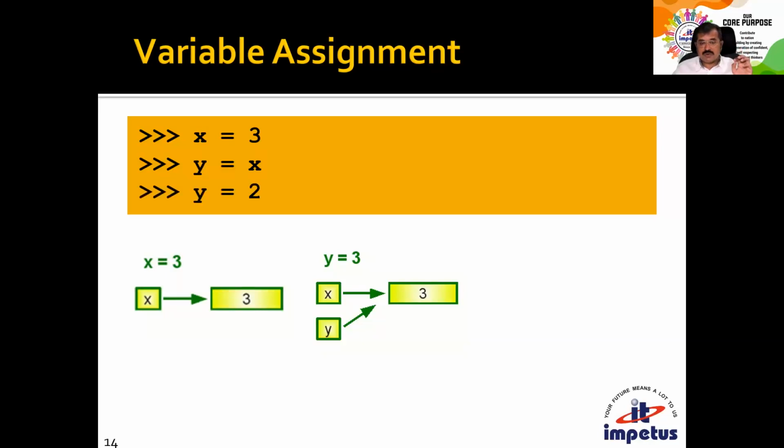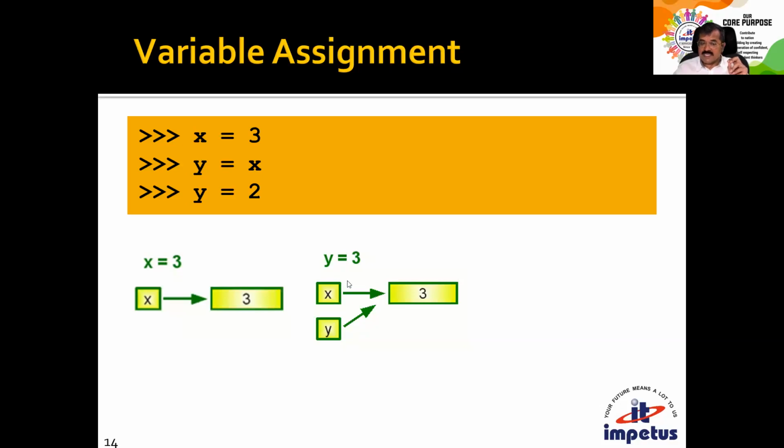But now if I say y equal to 2, what would happen? It will override the value. So what will the value of x be now? X will be 3 and y will be 2. X is pointing to 3 and y is pointing to 3, which means 3 is stored at some address. That address is stored in x and y.